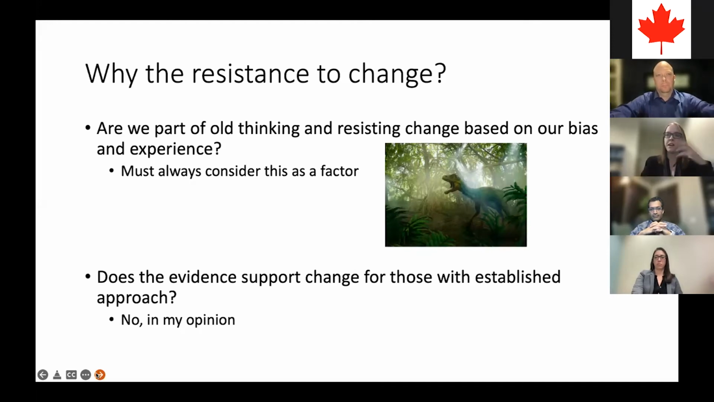So I think our senior colleagues who are sticking to their guns, there is something to be said for that. So just keep that in mind. But having said that, we should also explore change and assess it properly. Do I think the evidence supports change for those with an established approach? In my opinion, no. I don't think there's enough evidence to show that there's a clear benefit without a risk of complications in the beginning.